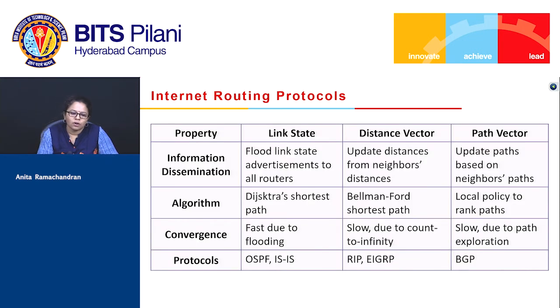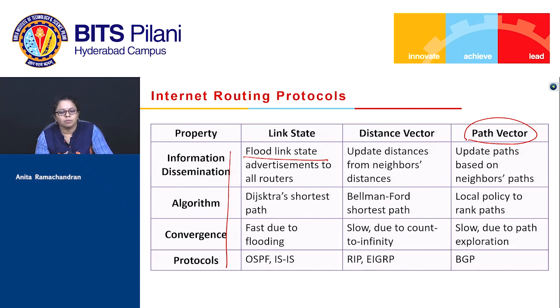Now, internet routing protocols are of, we said, two types, but there's also a third type here. There is a path vector type. So we'll look at these properties in terms of information dissemination. Link state algorithms flood the link state advertisements to all the routers. If you look at OSPF as a link state algorithm, there will be multiple messages that flood link state advertisements to all the routers. Whereas in the case of distance vector algorithm, it updates distances from the neighbors' distances, and then it's the routing table, the new routes, that are propagated through the network. And in the case of path vector, it updates paths based on neighbors' paths.